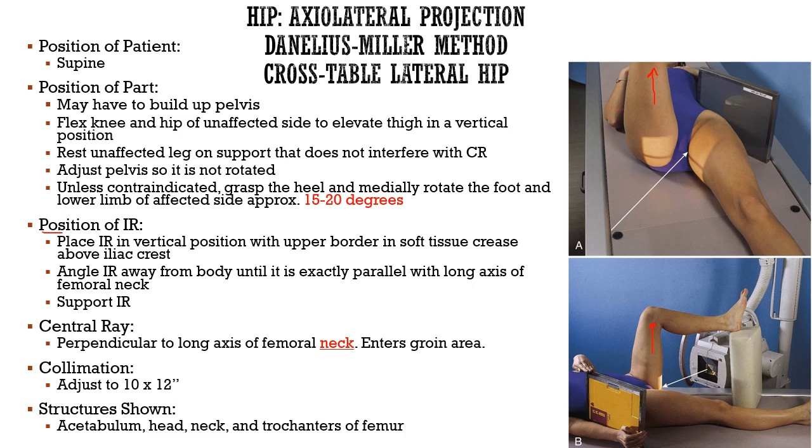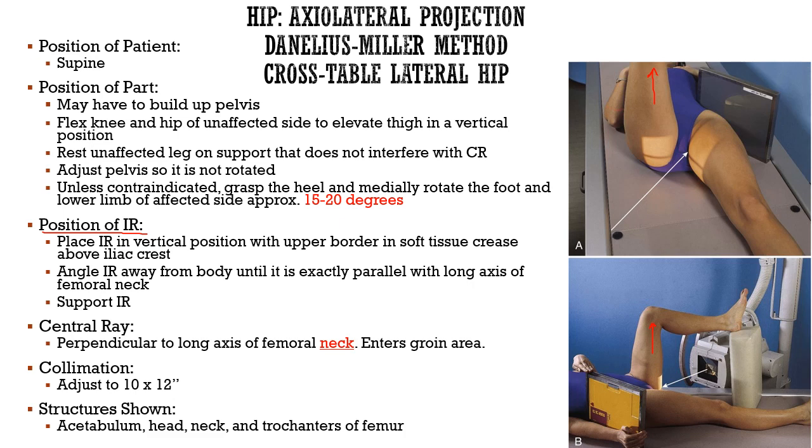For the position of the image receptor, we want to place the image receptor in a vertical position with the upper border in the soft tissue crease above the iliac crest, which is approximately 45 degrees in relation to the lower leg. We want to angle the image receptor away from the body until it is exactly parallel with the long axis of the femoral neck, and we want to support the image receptor.